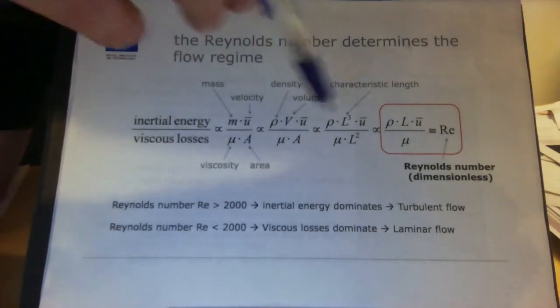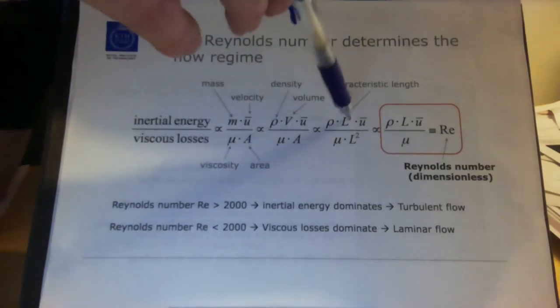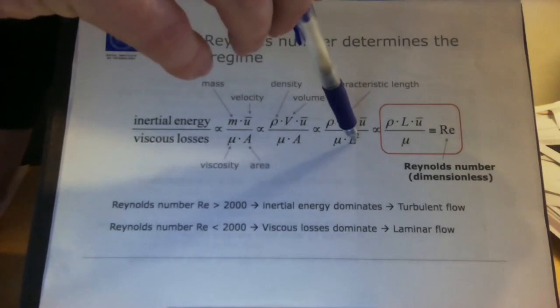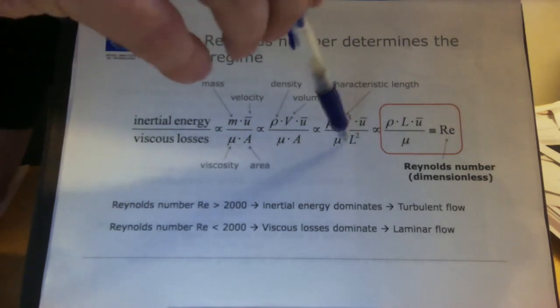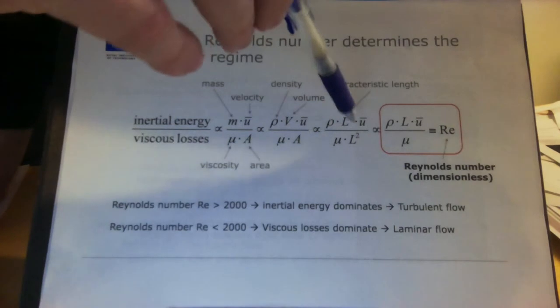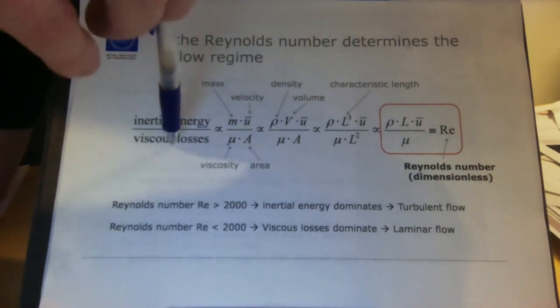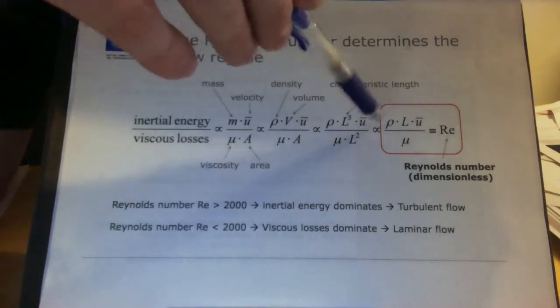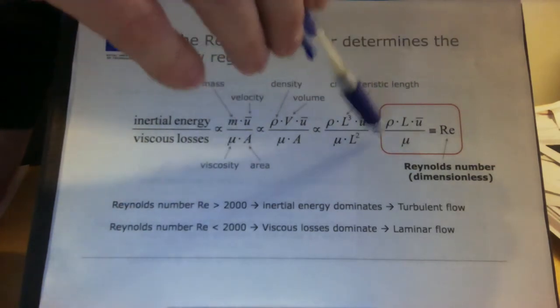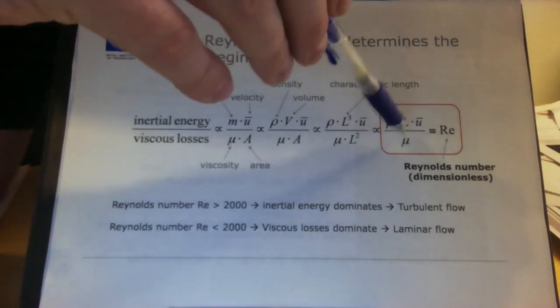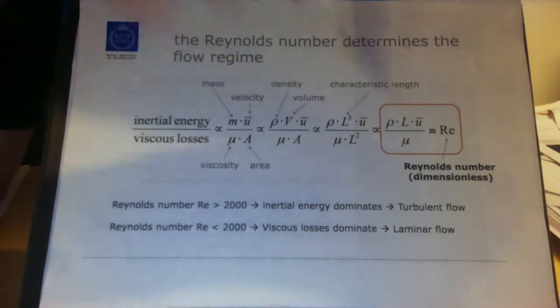Now here what I do is I say the volume scales to the third power of the length. The area scales to the second power of the length. So this one can be scratched out entirely, and here I have to take away the power 3. So I say that inertial losses over viscous losses scales with density times length times velocity divided by viscosity.